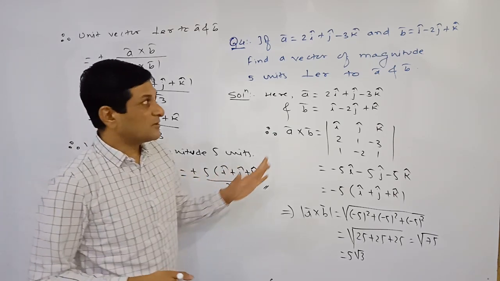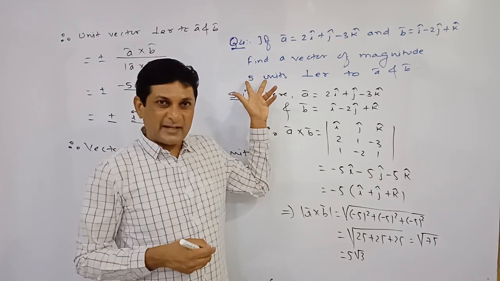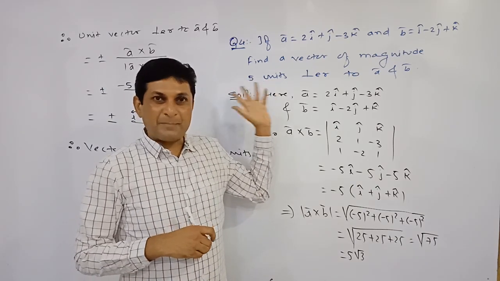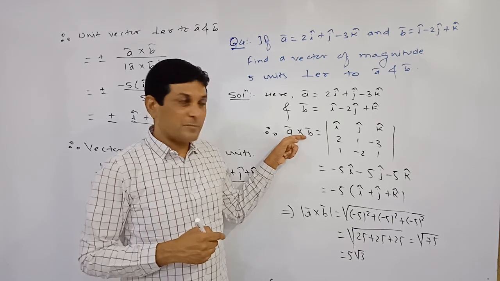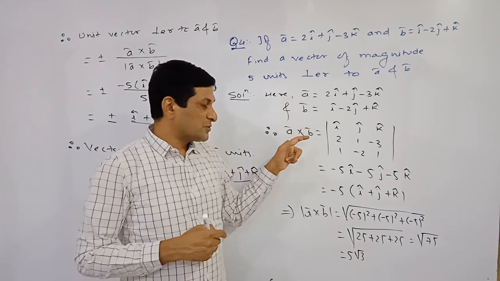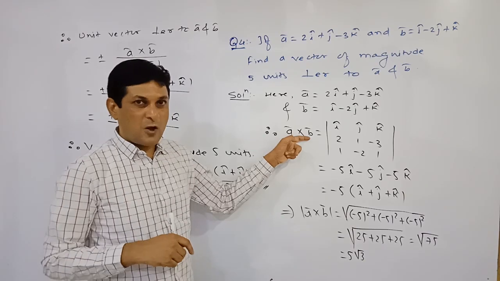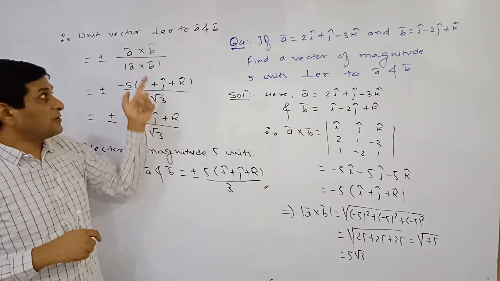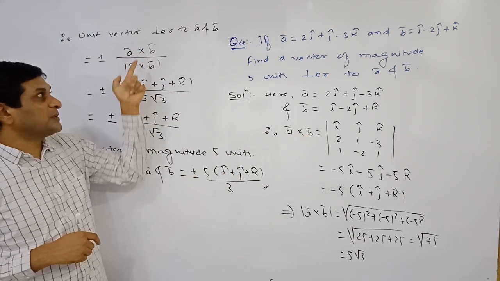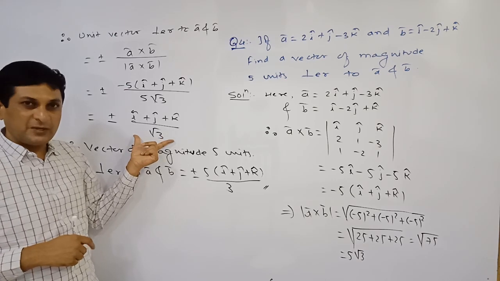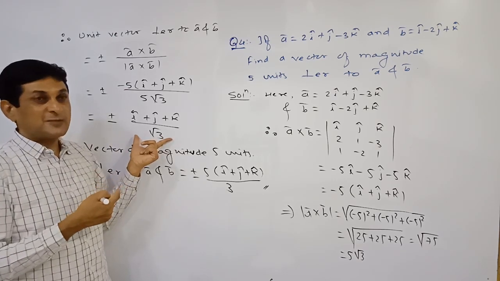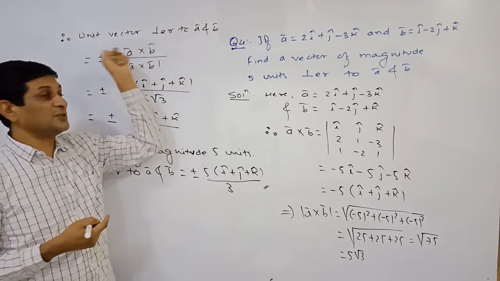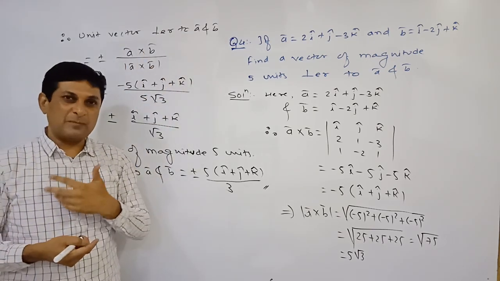Again, try to understand: the question is to find out a vector of magnitude 5 units perpendicular to a bar and b bar. So we know that the cross product of two vectors is a vector perpendicular to a bar and b bar. So first we are finding the unit vector along a bar cross b bar. To find the unit vector, divide a bar cross b bar by its magnitude. So this is the unit vector which is along a bar cross b bar. But a bar cross b bar is perpendicular to a bar and b bar, means this unit vector is also perpendicular to a bar and b bar.